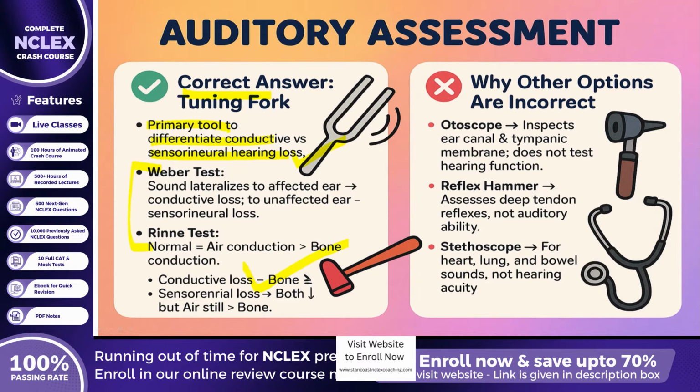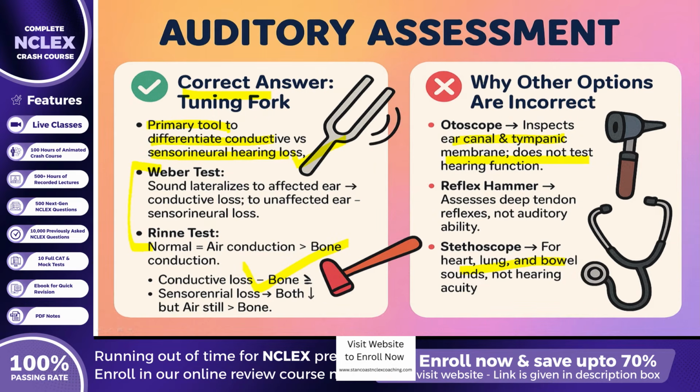Now, why are the other options incorrect? An otoscope, option 1, allows visualization of the external canal and tympanic membrane to detect things like cerumen impaction, perforation, or infection, but it cannot directly assess hearing acuity. A reflex hammer, option 3, is designed to elicit deep tendon reflexes to check neuromuscular and spinal cord function, not hearing. Finally, the stethoscope, option 4, is used for auscultating heart, lung, and bowel sounds. It is excellent for internal body sounds, but not for evaluating hearing loss types.